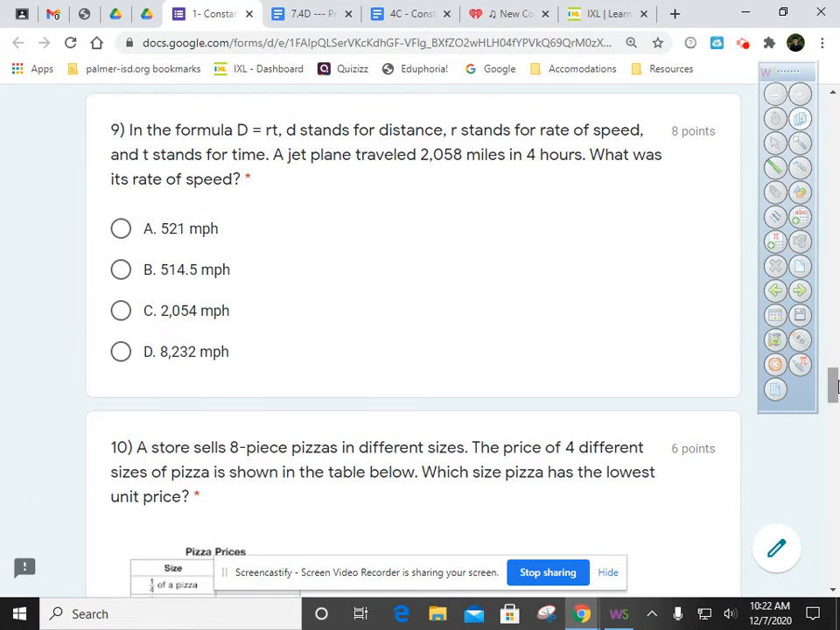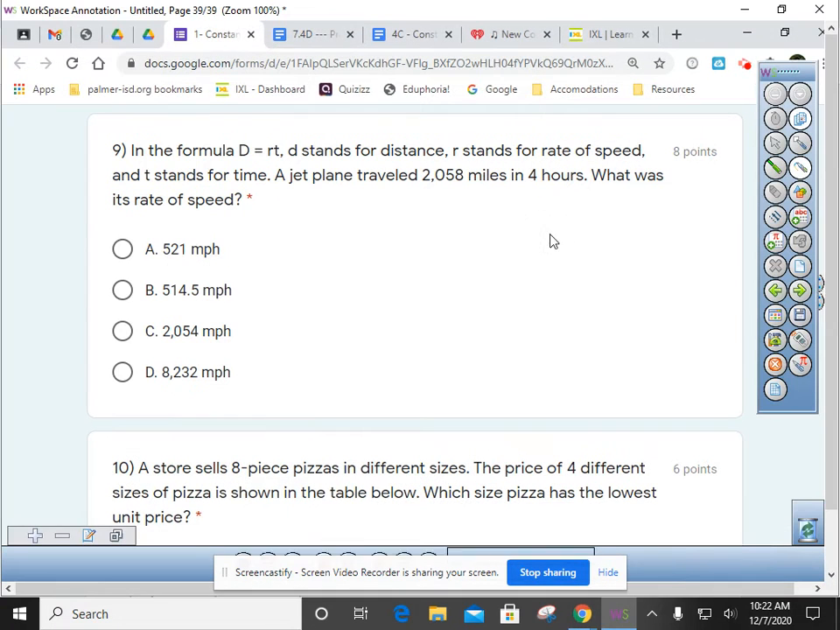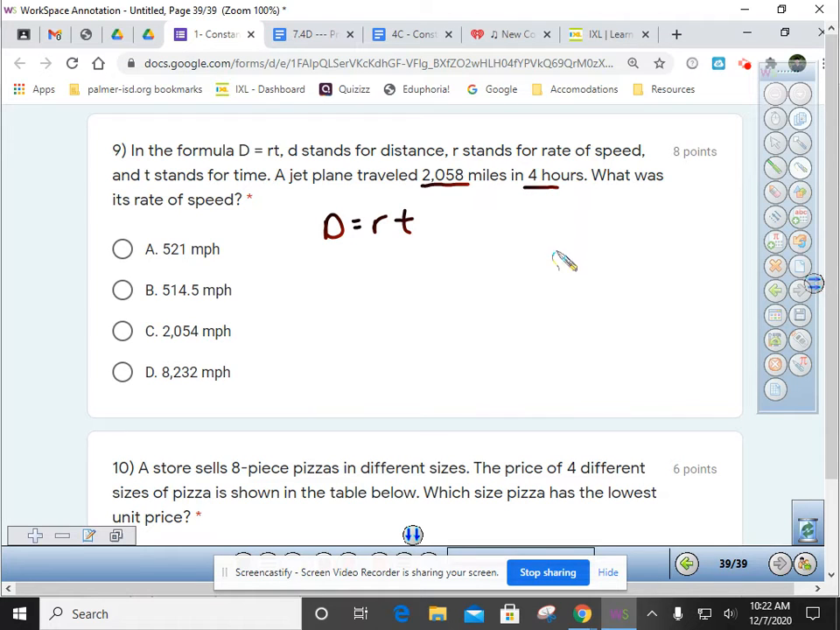Number 9, in the formula, D equals RT. D stands for distance, R stands for rate of speed, and T stands for time. A jet plane traveled 2,058 miles in 4 hours. What was its rate of speed? So if you write the formula, what is the distance? What is the rate? We don't know. What is the time? Write it down and solve it.